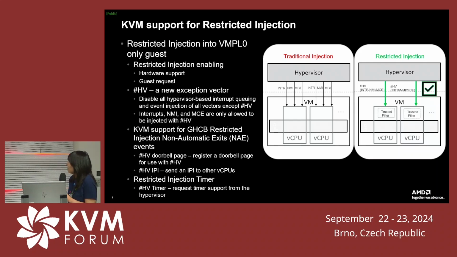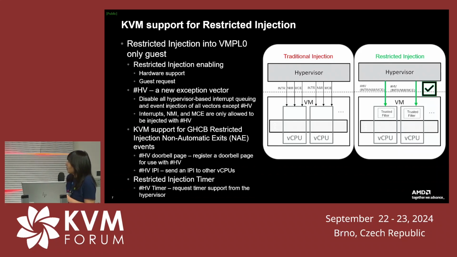Instead, we will have a new exception vector, #HV. All of the general interrupts, NMI, and machine check will only be able to be injected with the #HV. And the interrupt has to go through a trusted filter. It's controlled by the virtual machine itself.